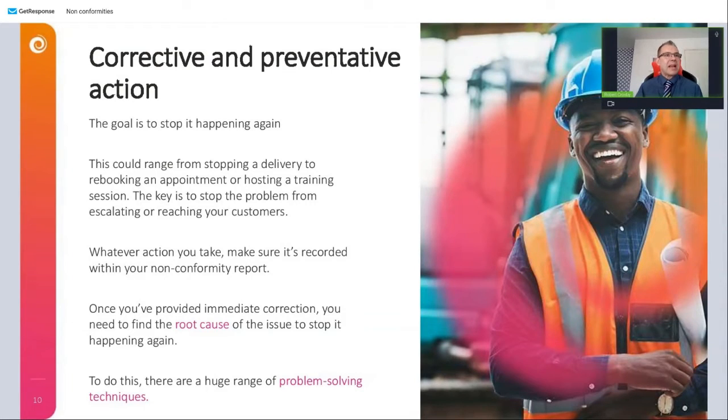I think some examples on screen there could be, as part of your corrective and preventive action, stopping or rebooking an appointment or hosting a training session. As you can probably see on there, the point is, if we're spotting these things and reporting them internally, and dealing with them generally before the product or service is delivered to your customers or your clients, you're going to have ironed out all the issues before it gets to them. Hence, you're not going to get any complaints, hopefully, fingers crossed.